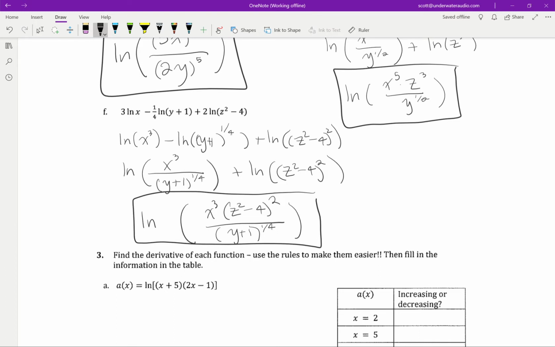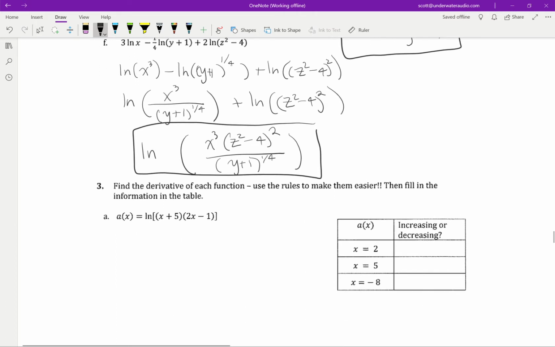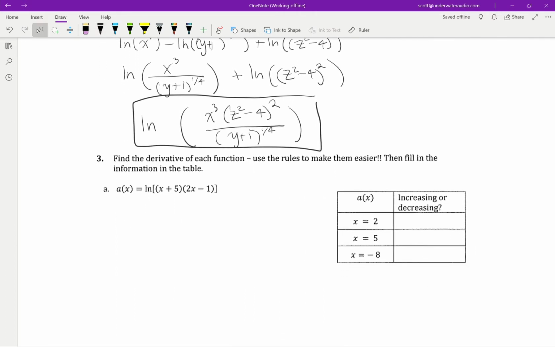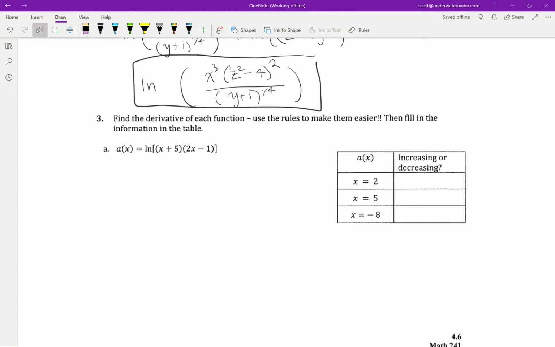All right, so number 3. Find the derivative of each function. Use the rules to make them easier. Then fill in the information in the table. Okay, so at each one, I'm supposed to see if it's increasing or decreasing. So part A says natural log of x plus 5 times the natural log of 2x minus 1.